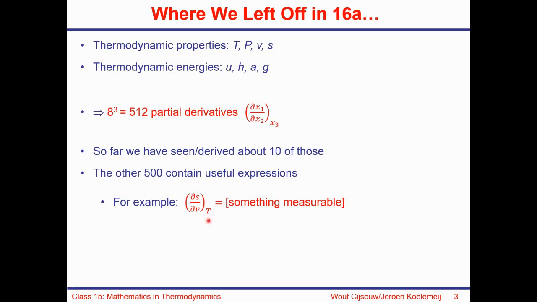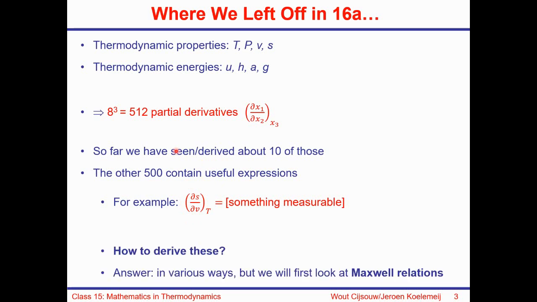For example, the ones that have a variation of the entropy on board. And if you can relate that to something that is measurable in terms of pressure or temperature, then this gives you a very nice tool to find these inherently difficult terms that involve variations of the entropy, because entropy cannot be measured directly.